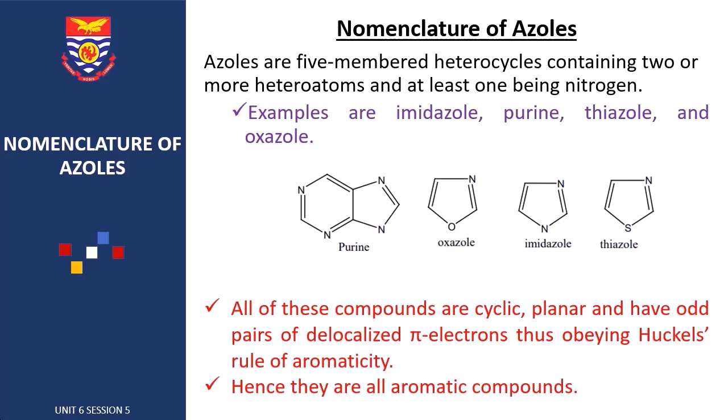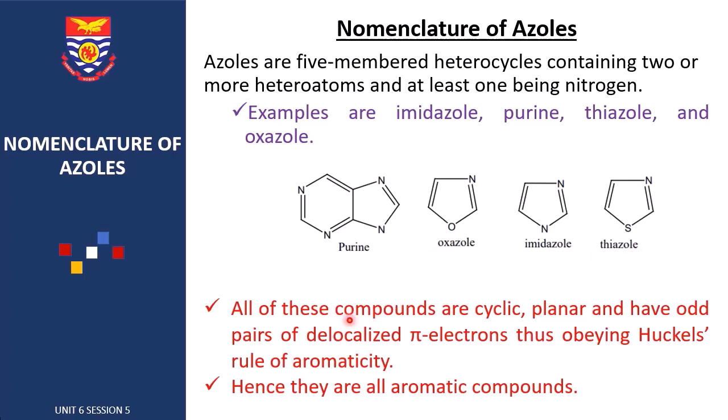Now, azoles are five-membered heterocyclic compounds that contain two or more heteroatoms, with at least one being nitrogen, right? So at least one of the heteroatoms present is a nitrogen in the five-membered ring. So, we have purine, we have oxazole, we have imidazole, and we also have thiazole.